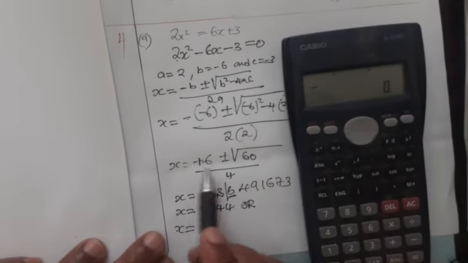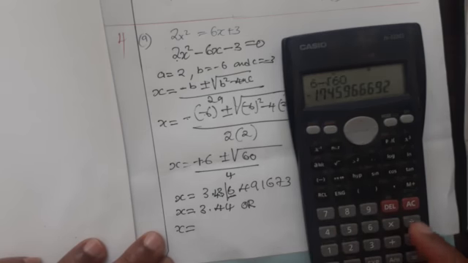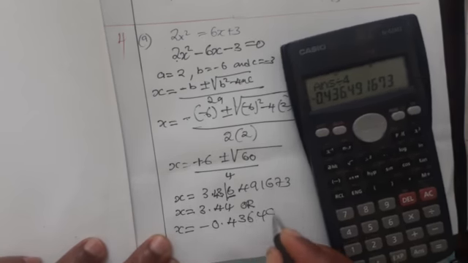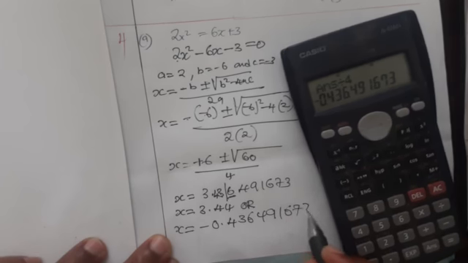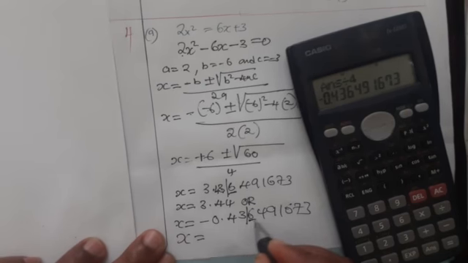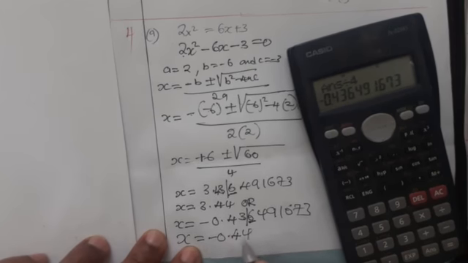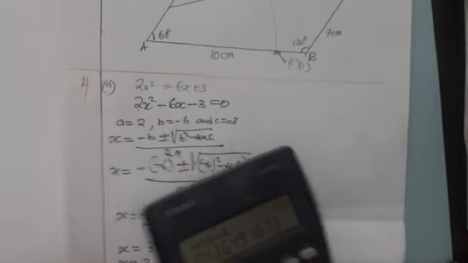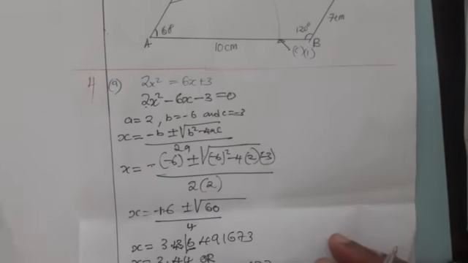Now the second one, we say the same 6, but pick a minus. Minus the square root of 60. What is the answer? This answer should be divided by 4. What do we get? Negative 0.436491673. Then we say x is equal to, you cut here and consider 6 as 1. 1 plus 3, 4. Negative 0.44 is our answer. A has been done. Then we can go to B.